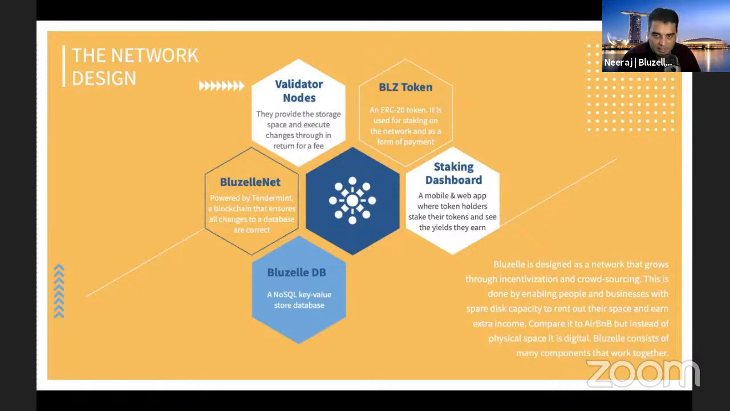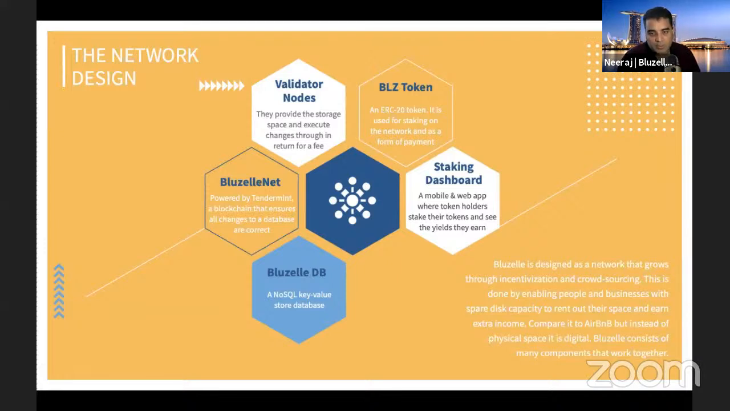And then we have a staking dashboard, which is really one of the only consumer products we have. It's a mobile and web app that token holders can interact with, and it allows them to stake their tokens, delegate them, see their yields, et cetera. So we have a lot of consumer incentives to participate.